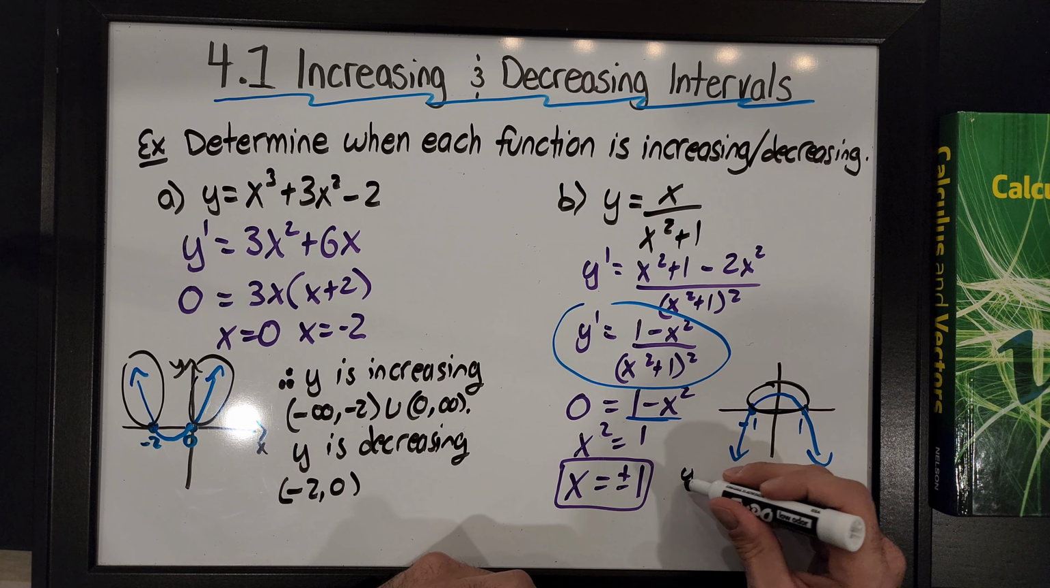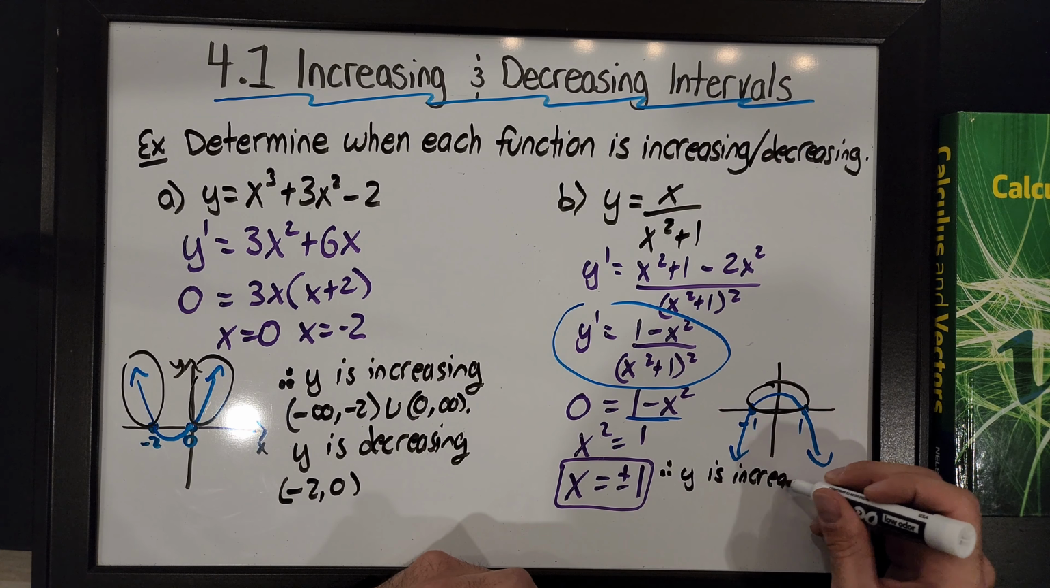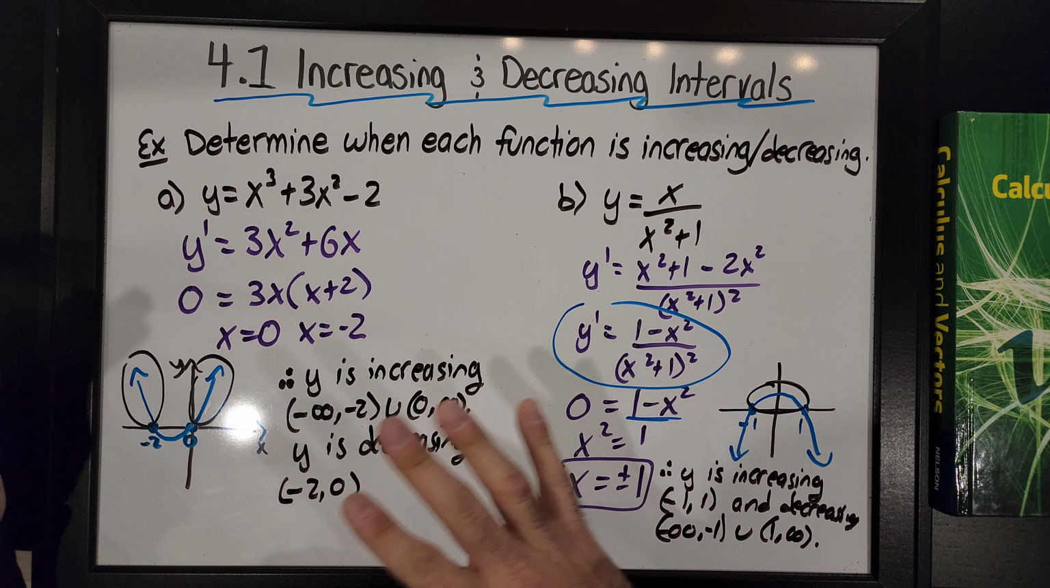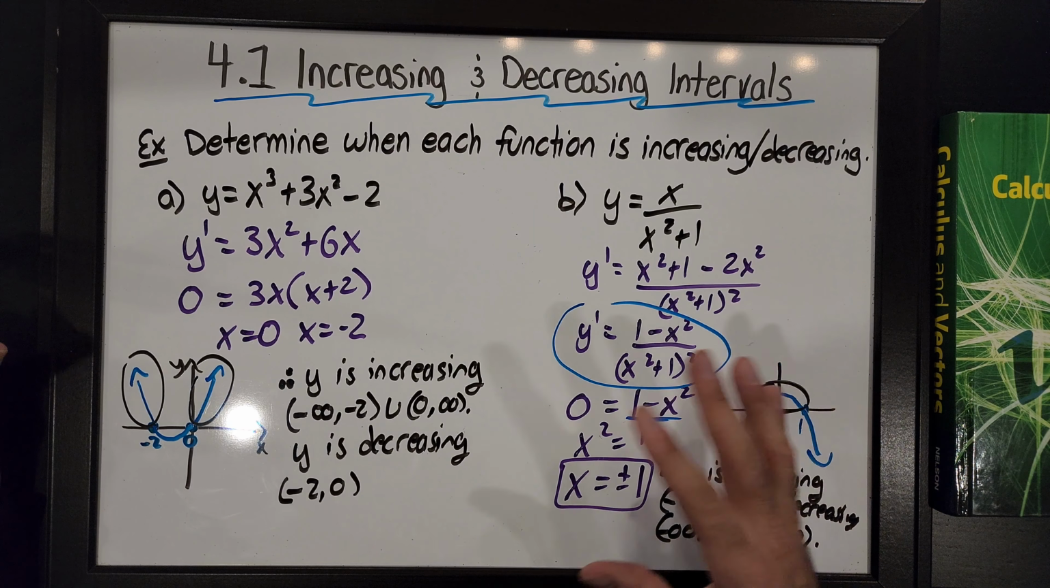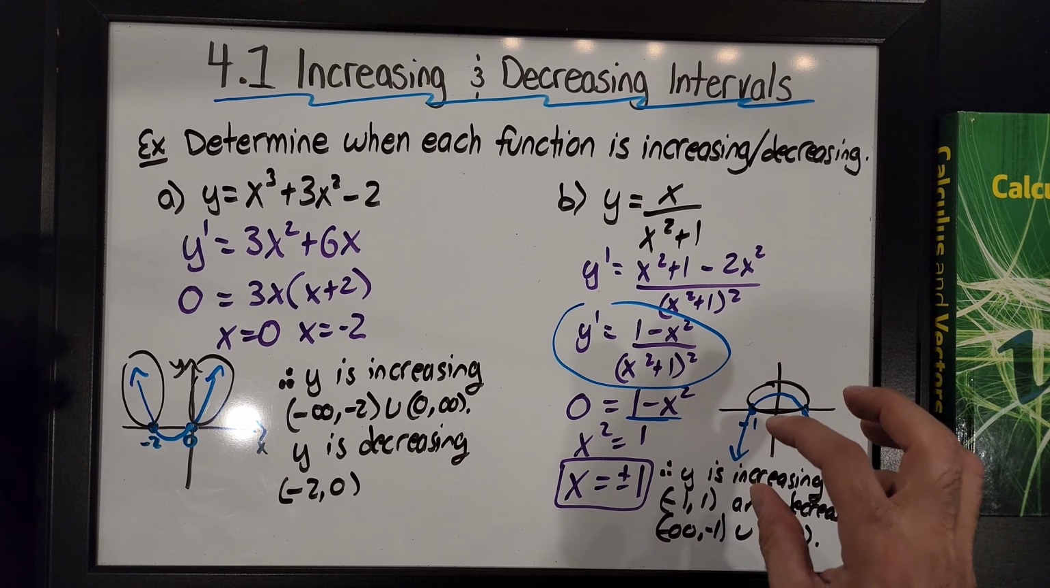So, therefore, y is increasing between negative 1 and 1 and decreasing from negative infinity to negative 1 and 1 to infinity. And that's it. This is so easy. There's no reason to make a decision table, honestly, ever. No matter how deep this gets, you can always do this graph. I'll show you when we get there. But do not discount a crappy little graph like this. So much information is just visual right here.